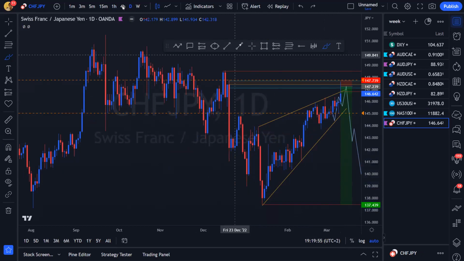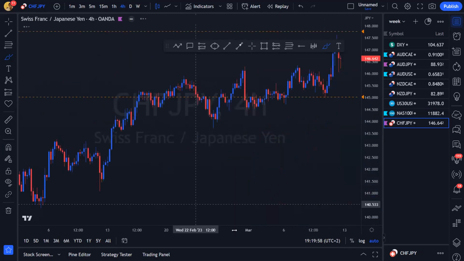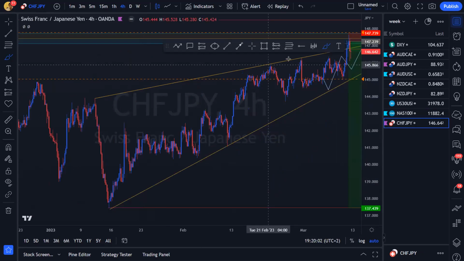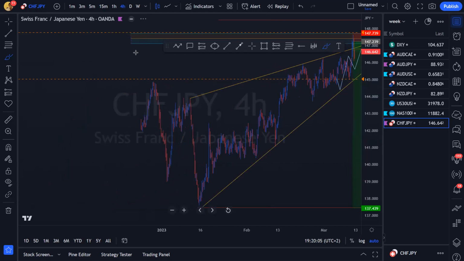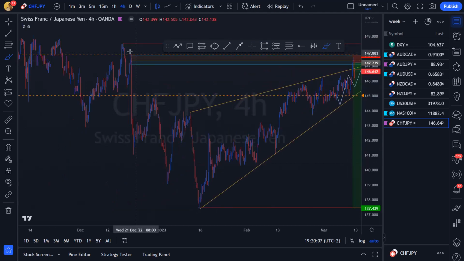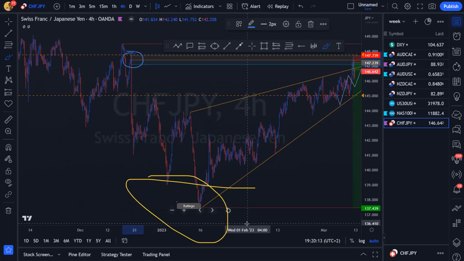If we go down into a 4-hour, we can see a multi-touch structure with our first touch being there, second touch being there, third touch being there. And obviously this is our resistance trend line. And on a 4-hour, what we have here is our nice momentum shift, a big bearish engulfing. That's where we wanted to trade. That's where we found an entry for ourselves.